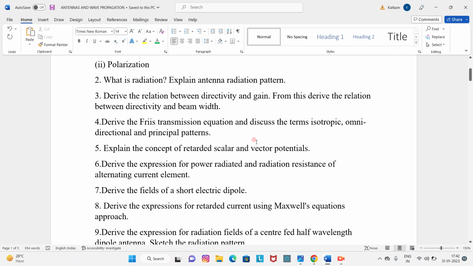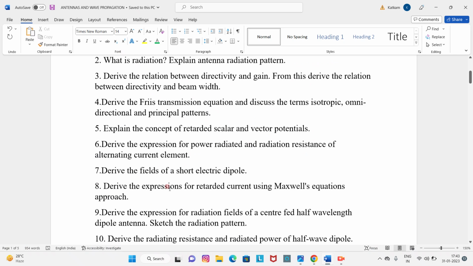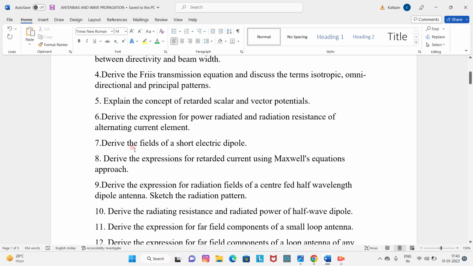Seventh question, derive the fields of a short electrical dipole. Eighth question, derive the expression for retarded current using the Maxwell equation approach. Ninth question, derive the expression for radiation fields of a center-fed half wavelength dipole antenna. Sketch the radiation pattern. 10th question, derive the radiation resistance and radiated power of half wave dipoles.